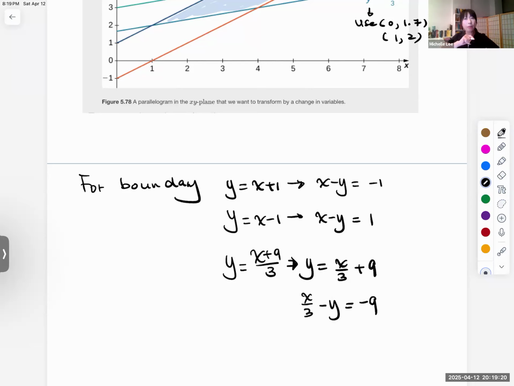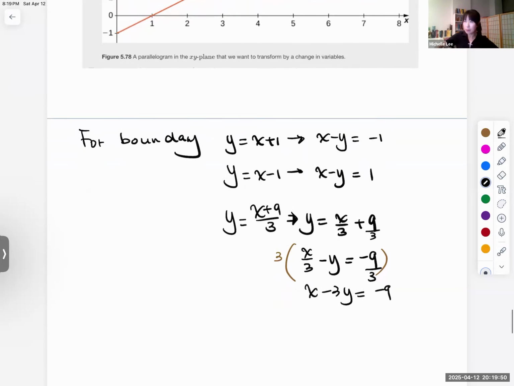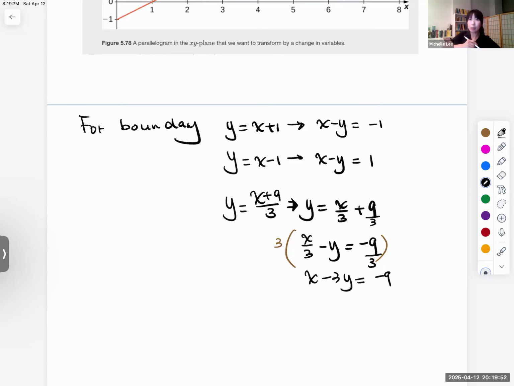Okay. We don't want the fraction, right? So let's multiply. Wait a minute. We have a 3 there. So 3 there, yeah? So let's multiply by 3. Then we get x minus 3y equal to negative 9. Yeah? Make sense? Okay, so we have that.